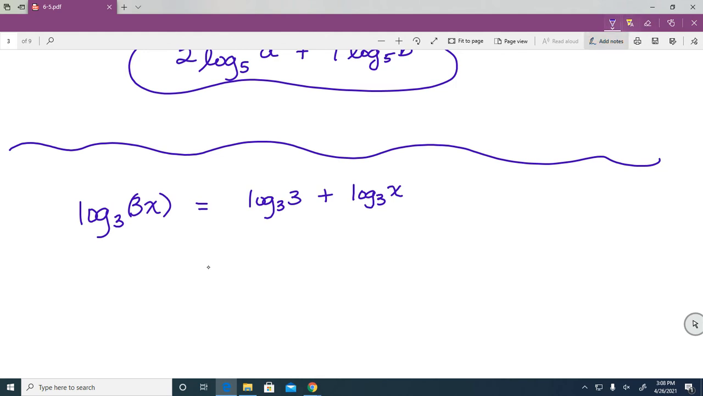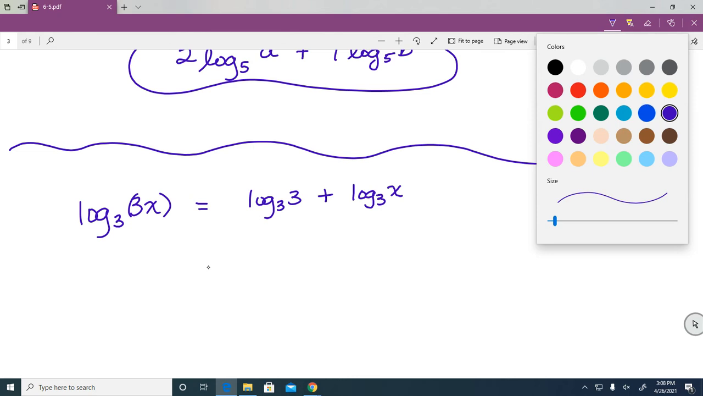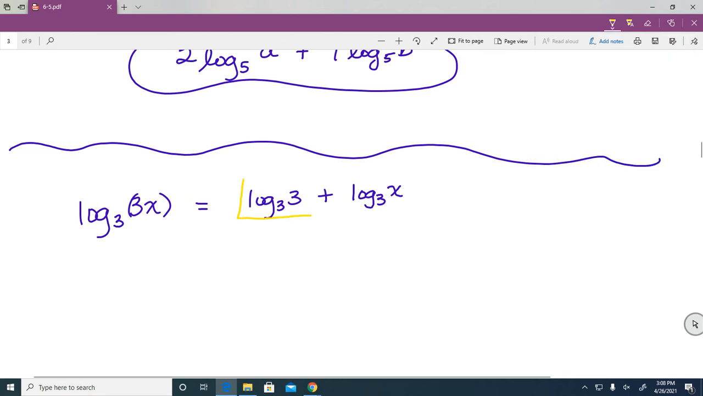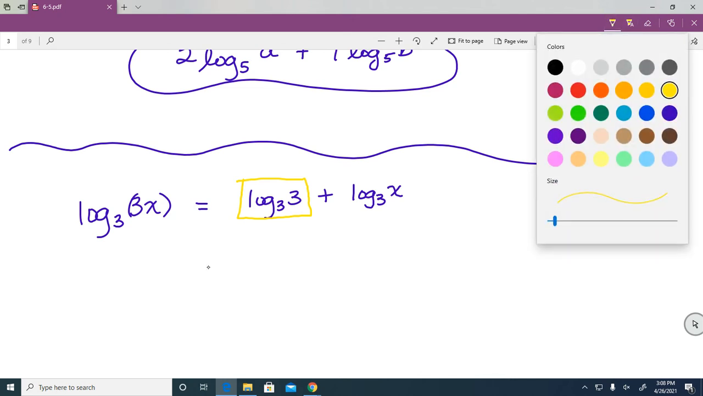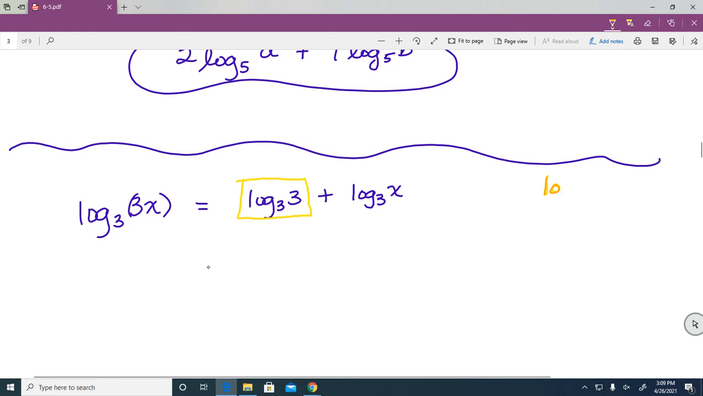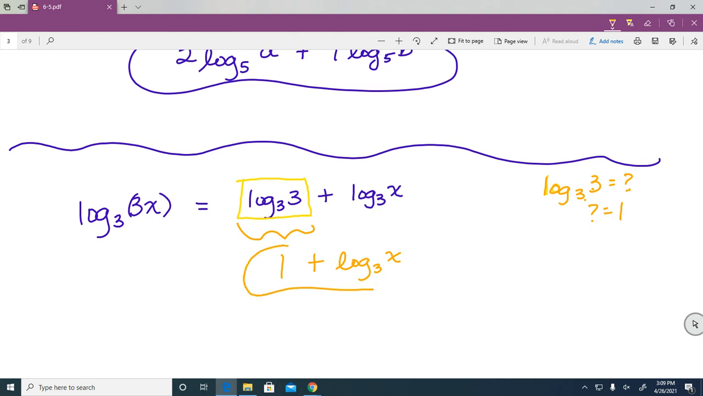However, anytime you have a log of a number, double check to see if you can evaluate this. Can I figure out what log base 3 of 3 is? Well, 3 to what power gives me 3? 1. So this whole part right here is 1. So 1 plus log base 3 of x. So if you have the log with a base of a number, see if you can evaluate it. And that's how you would simplify as much as possible.